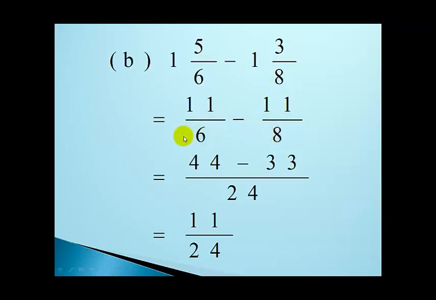We have to find the LCM. And the LCM of 6 and 8 is 24. 6 goes into 24 4 times. 4 times the numerator 11 is 44. Minus 8 goes into 24 3 times. And 3 times the numerator 11 is 33. Now 44 minus 33 is equal to 11. So we have 11 divided by 24. This is our answer.